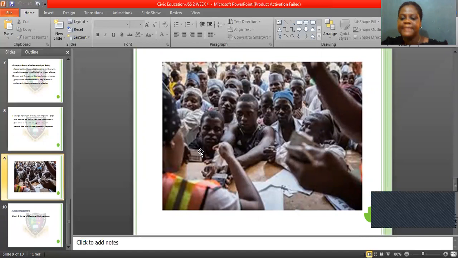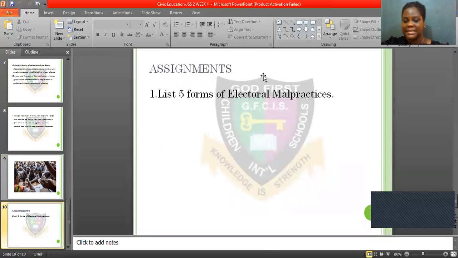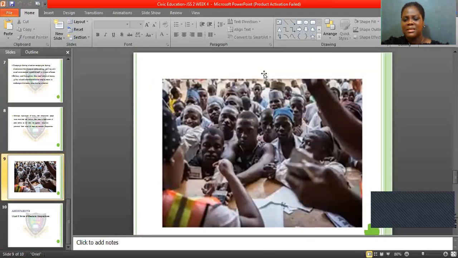In the ideal setting of voting, the voters are supposed to be on a queue. They are supposed to be well organized. They are supposed to be orderly. You can see so many people at the same time. These are all electoral malpractices. So we must ensure that electoral malpractice is not encouraged in the country by all means.